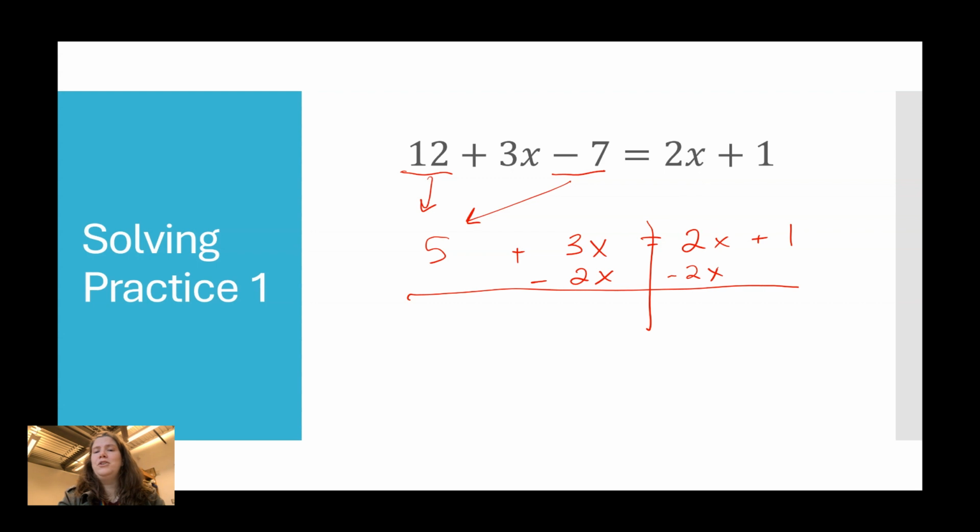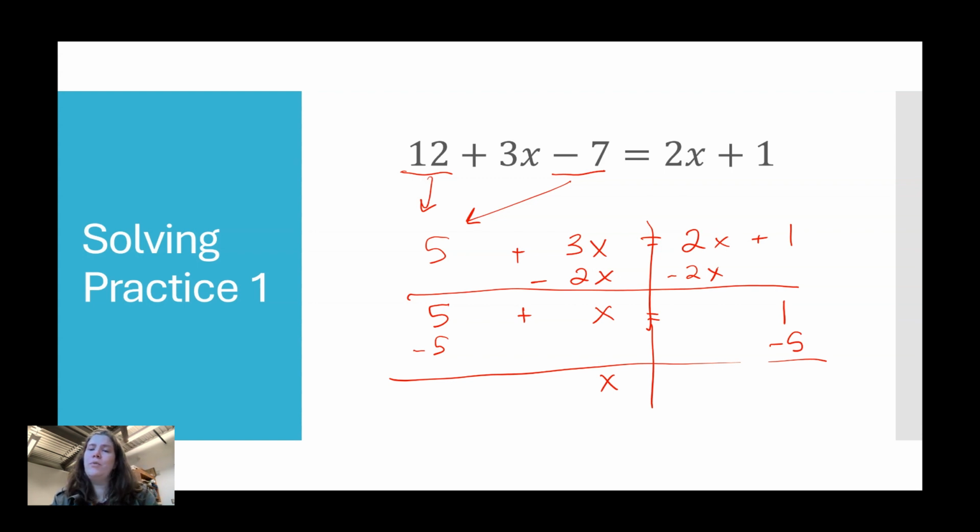Now 3x minus 2x leaves me 1x, which is just x. And then I've got a 5 here still. Those guys cancel out, and I have a 1 left. So I have 5 plus x equals 1. You might know right now in your head what x is, but let's keep going. I'm going to get rid of that 5 and subtract it from both sides. And we're going to keep on going down. The 5 and negative 5 cancel, and over here I have 1 minus 5, so x is negative 4.